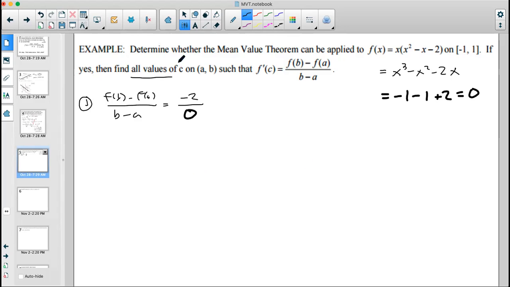Oh, I'm dumb. I was doing f of b and f of a. Sorry. So this is f of a. Okay, sorry, I just about lost my mind there. Let's just try that again.